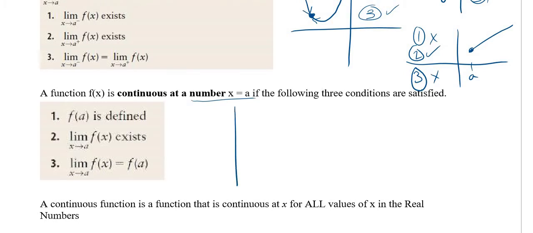To give you an example here, this would be a continuous function. At this point, this is f of a. So f of a is defined. Then, if we're looking at the limit, we're looking from the left and from the right. They're approaching the same point, so condition 2 is satisfied. And lastly, for condition 3, we're asking ourselves, is our f of a value the same as our limit? We're looking at the y value for each one of these, and they're the same thing. So yes, it is continuous.